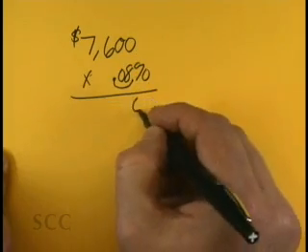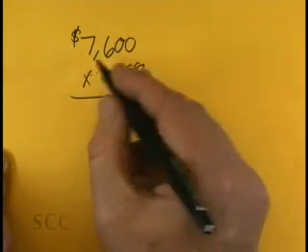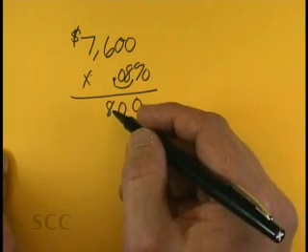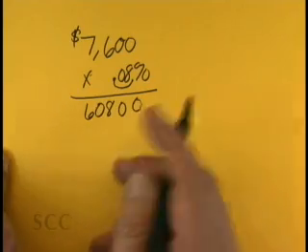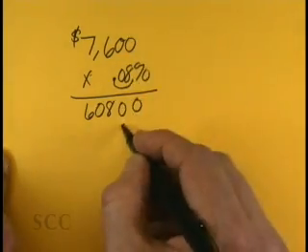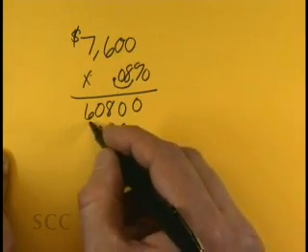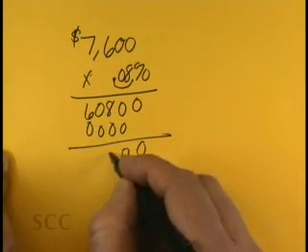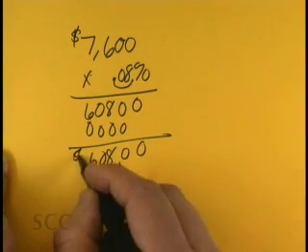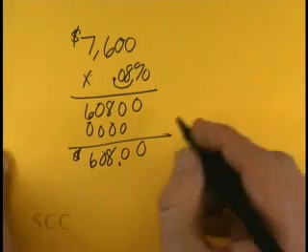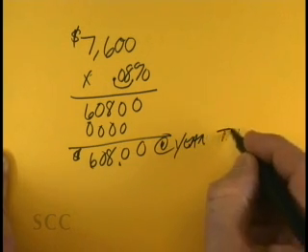8 times 0 is 0. 8 times 0 is 0. 8 times 6 is 48. Carry the 4. 8 times 7 is 56 plus 4 is 60, if I did my math right. Then 0 times 0 is 0, 0 times 0 is 0, 0 times 0 is 0, 0 times 7 is 0. So we get 0, 0, 8, 0, 6, with 2 decimal places. That's $608 a year in interest.